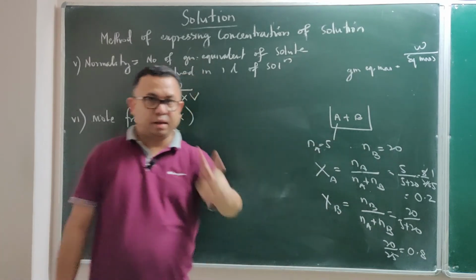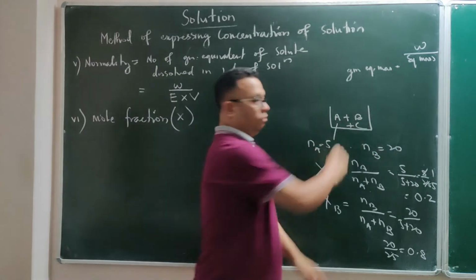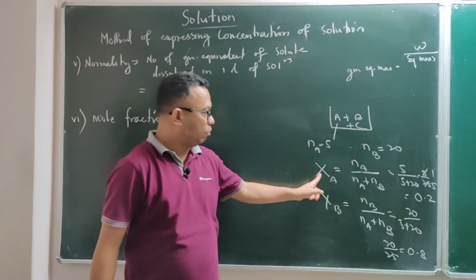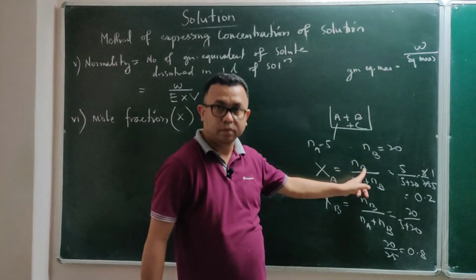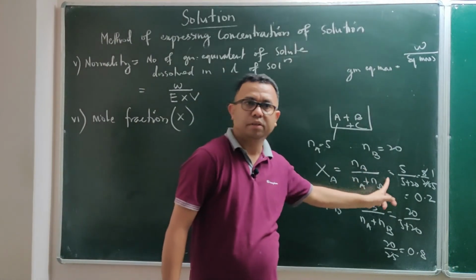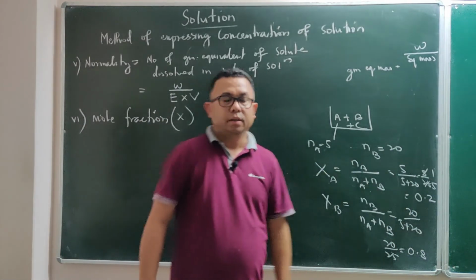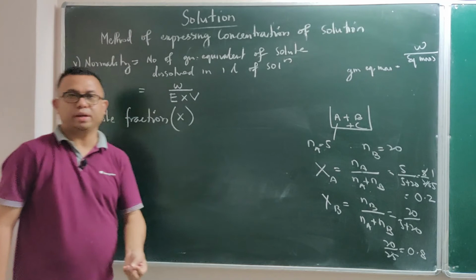Here in my example, I gave you only two components, but sometimes it may be three components, A plus B plus C. Then in that case, if you want to find the mole fraction of A, it is the number of moles of A over the number of moles of A plus number of moles of B plus number of moles of C. Here also A plus B plus C. This is how we find mole fraction.